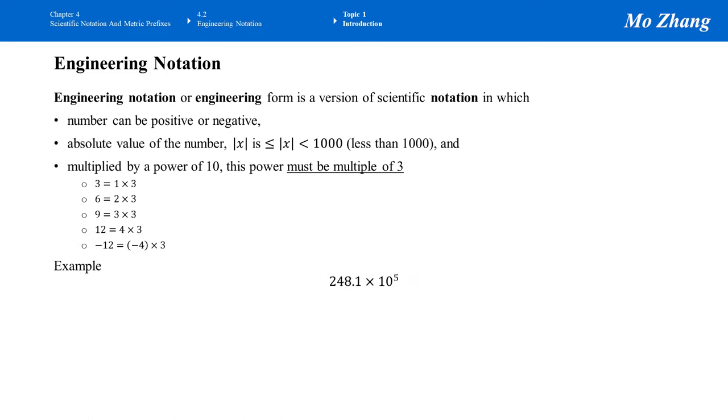How about we try this number. 248.1 multiplied by 10 to the power 5. The absolute value is 248.1. It meets rule number 2. It's between 1 and 1,000. However, the exponent is 5, and 5 is not a multiple of 3. So this number is not expressed in engineering notation, only because of the exponent. However, we can convert this number, so the result can still be expressed in engineering notation.